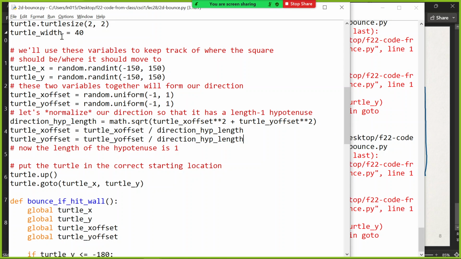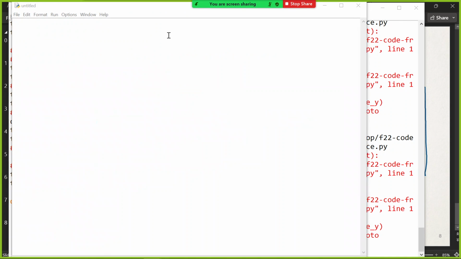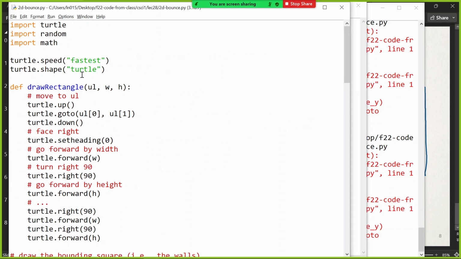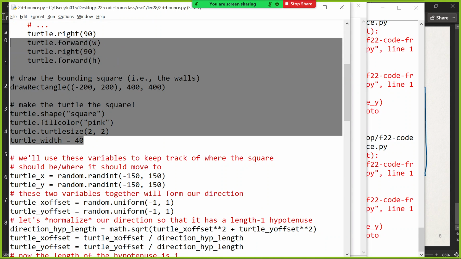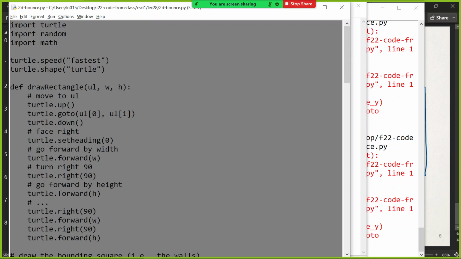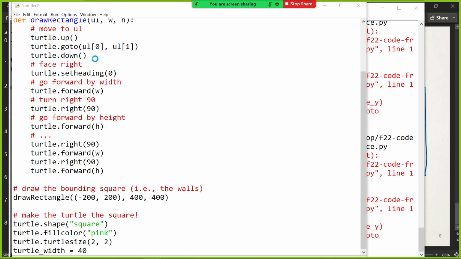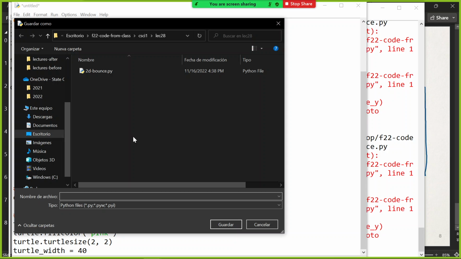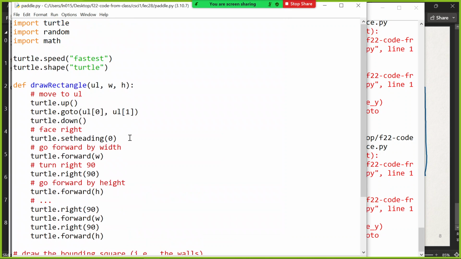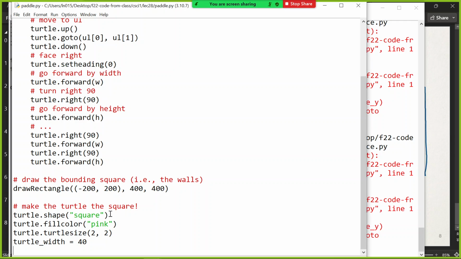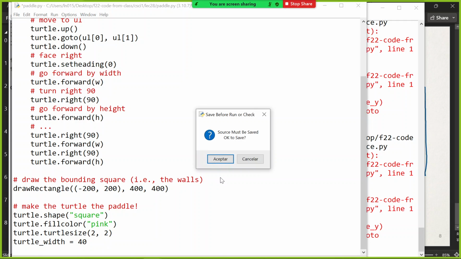That'd be cool. I'll make a new file. I don't really want most of this, but let's see. Let's take some of these things. Let's take the top half. I'll call this paddle.py. So, let's see here. Draw our bounding square, make the turtle the square, make the turtle the paddle. Shape square, color pink, sure. And now instead of turtle size 2.2, which would look like this, sure, save it.